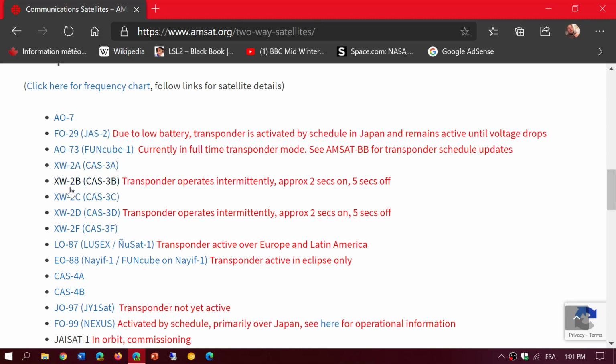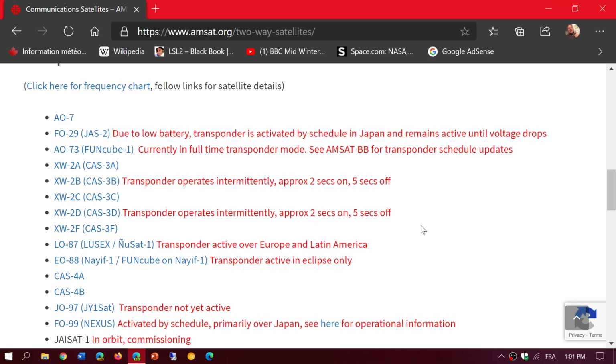Here it says, we were mentioning yesterday how XW2B seems to be broken, and it says here transponder operates intermittently, approximately 2 seconds on, 5 seconds off. So it's kind of a weird thing, and they're saying the same thing for 2D. The other ones, 2A, 2C, and 2F, seem to be operating normally.